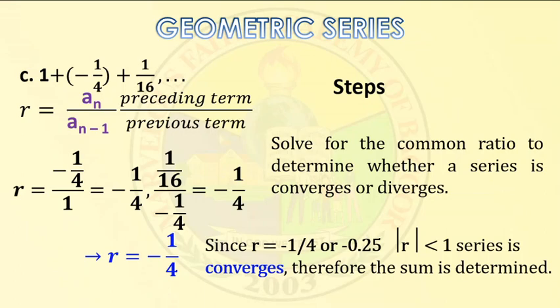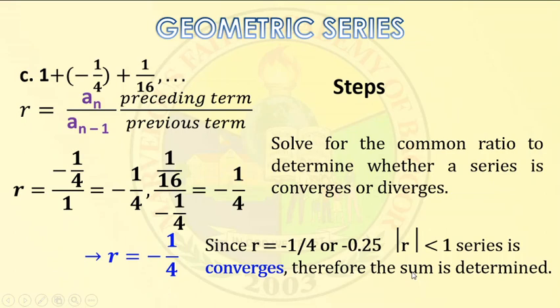Okay? Mas mataas sa R natin na positive or negative 1. Pero kapag mas mababa na sa negative 1, gaya ng negative 1.1, negative 1.2, or negative 2, negative 3, so magiging diverges na siya. Pero dito, siya ay converges. Kasi negative 1 over 4 or equivalent niyan ay negative 0.25. Mas mataas sa negative 1, ibig sabihin yan ay converges. Therefore, pag converges yung ating series, madedetermine natin yung kanyang sum.